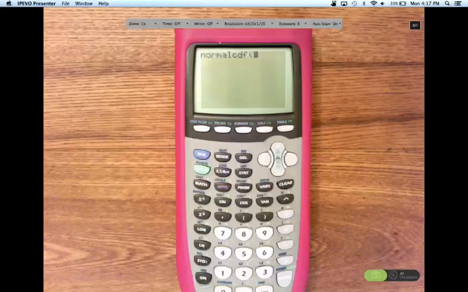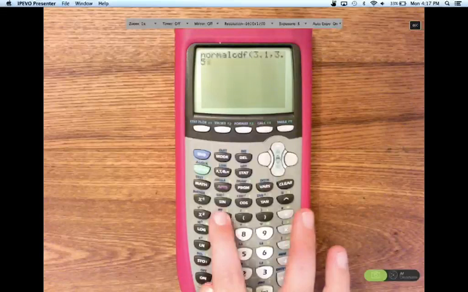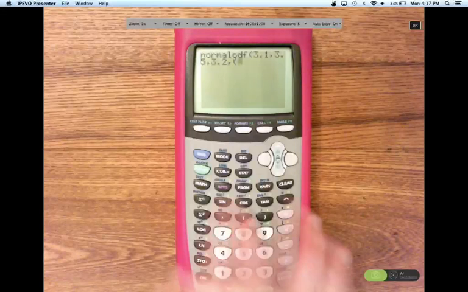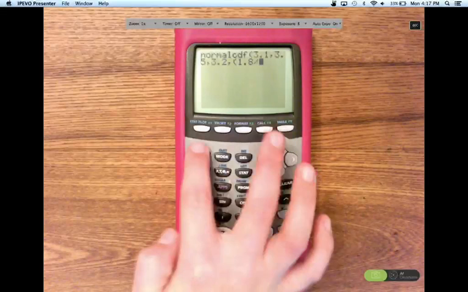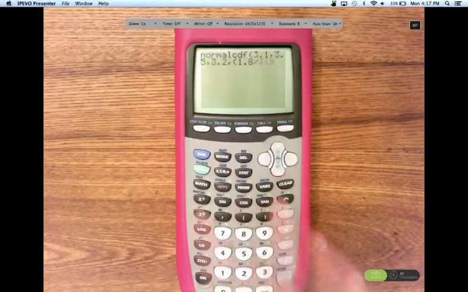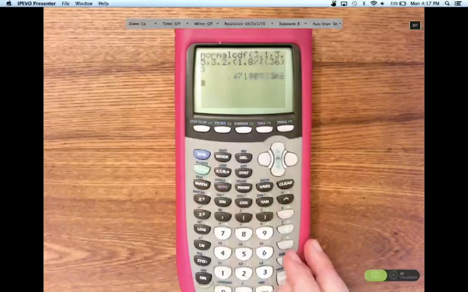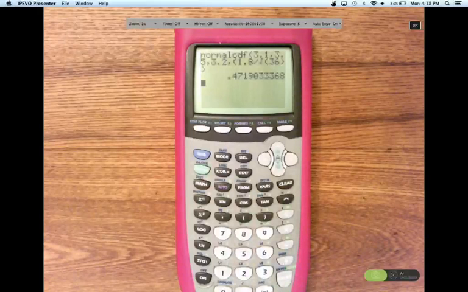And so 3.1 is our lower bound. 3.5 is our upper bound. We had a mean of 3.2. And here our standard deviation is going to be the 1.8 divided by the square root of 36. And so here we have a probability of about 47.2% that the time taken is going to be between 3.1 and 3.5 hours.